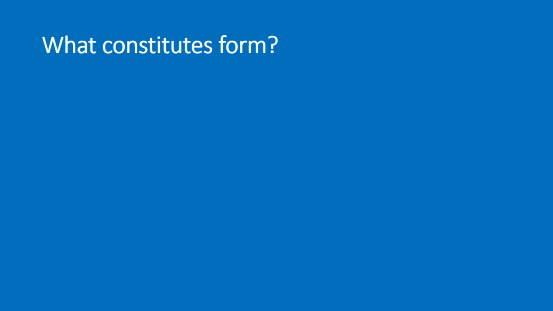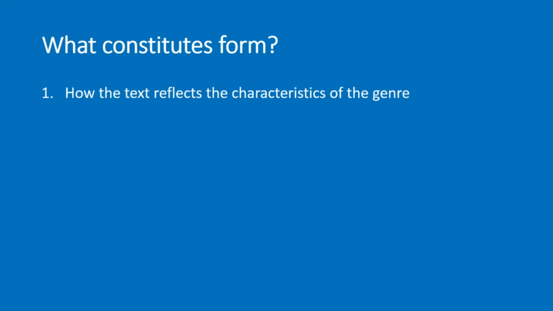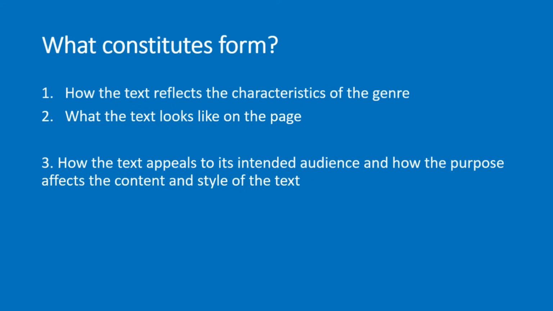When it comes to form, I'm going to discuss three different aspects of form. Number 1, how the text reflects the characteristics of the genre. Number 2, what the text looks like on the page. And number 3, how the text appeals to its intended audience and how the purpose affects the content and style of the text.